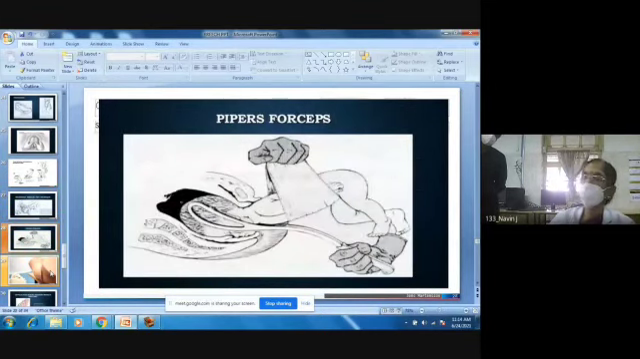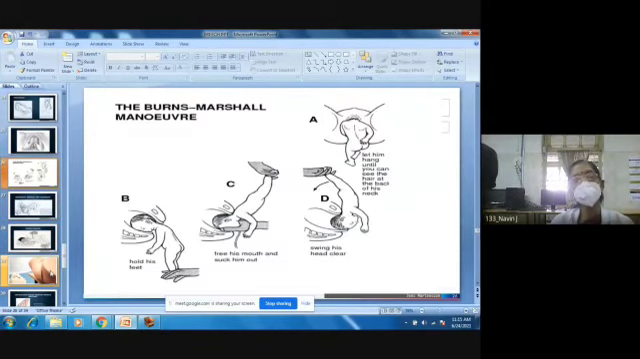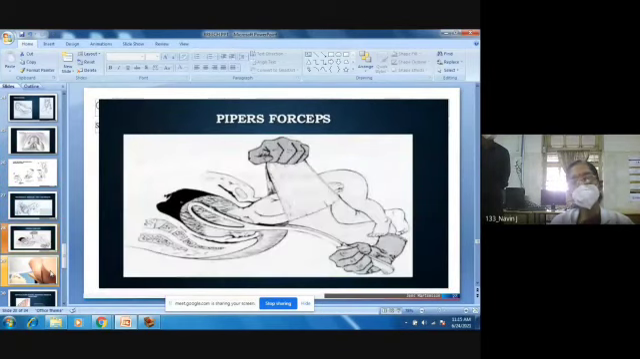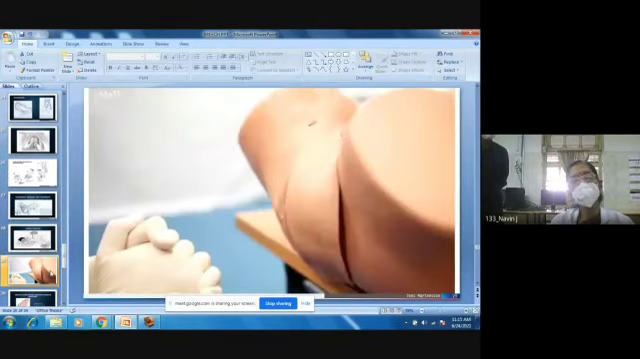And the third technique to deliver the after-coming head is the Piper's forceps. The Piper's forceps is always applied from below the baby. The baby is wrapped with a towel and the assistant lifts up the baby, and the Piper's forceps are applied from below. It promotes flexion of the baby's head, and the baby is delivered using the Piper's forceps. So for after-coming head delivery, we should be talking about the Burns-Marshall technique, the Mauriceau-Smellie-Veit technique, and the Piper's forceps. Right.